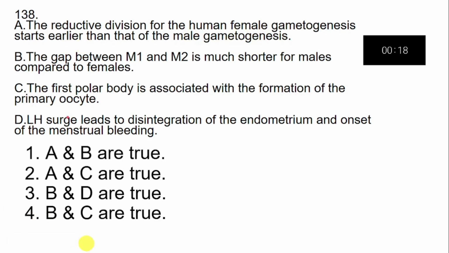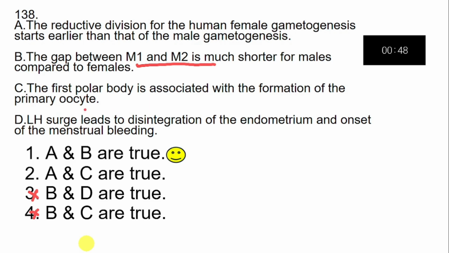Okay, strike out 3 and 4. So now you will have to rule out between B and C. B is the gap between M1 and M2 is shorter. So after M1, there is an arrest that happens in secondary oocyte. So this statement is correct because in males it happens continuously. Therefore, the M1 and M2 gap is shorter. Correct. B is correct. So option 1 is the right answer.